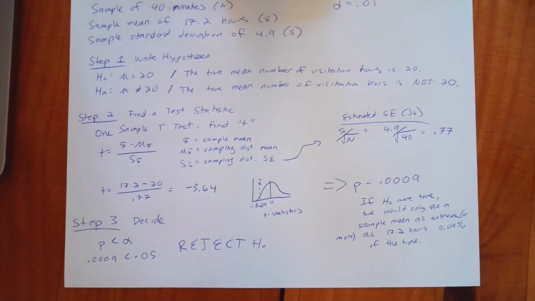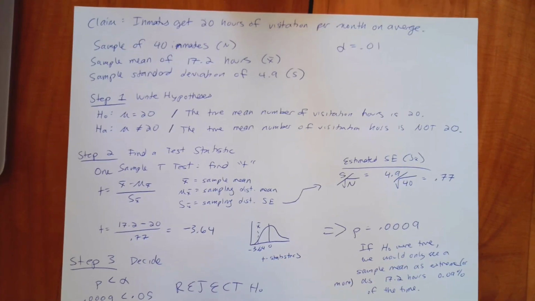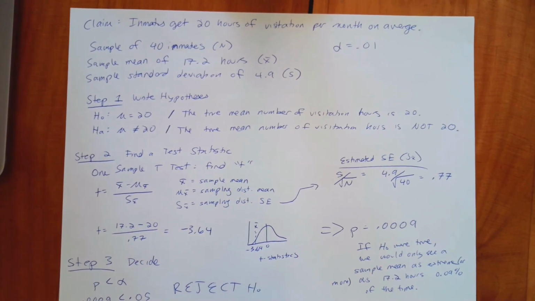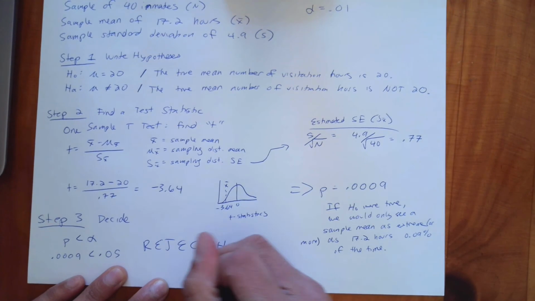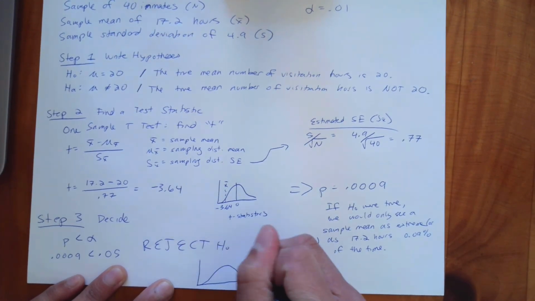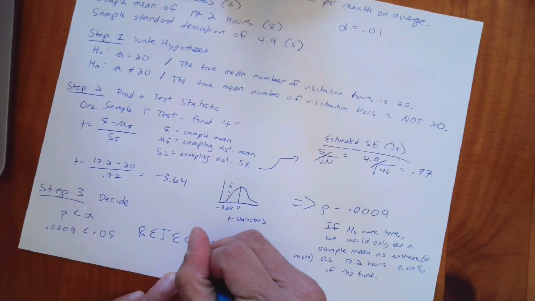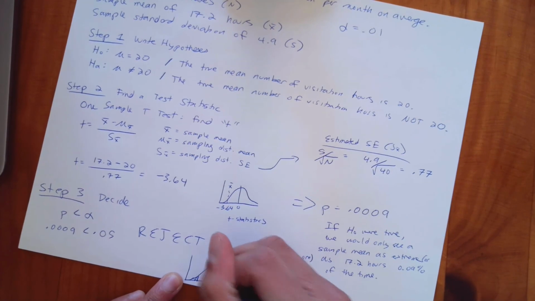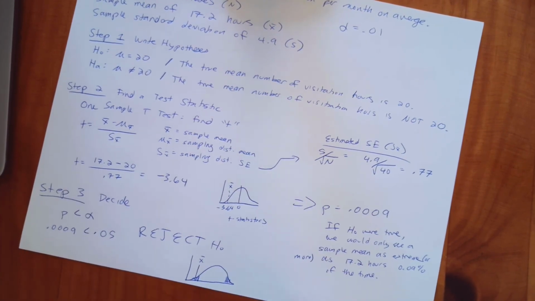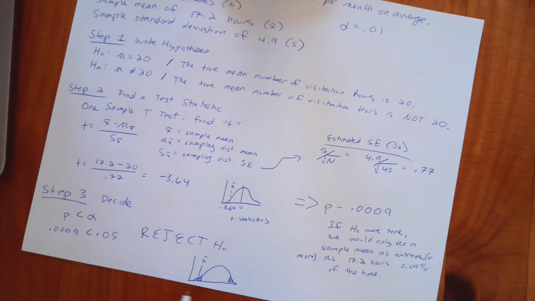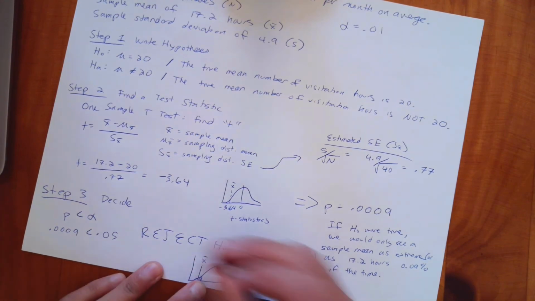In other words, we have found evidence against the warden's statement that people are getting 20 hours of visitation per month in this prison. We could also draw this out by saying that if this is our zone where we are rejecting the null hypothesis, our sample mean is definitely in this rejection zone here. So it's one of the less likely sample means that you would get if the true population mean were equal to 20.